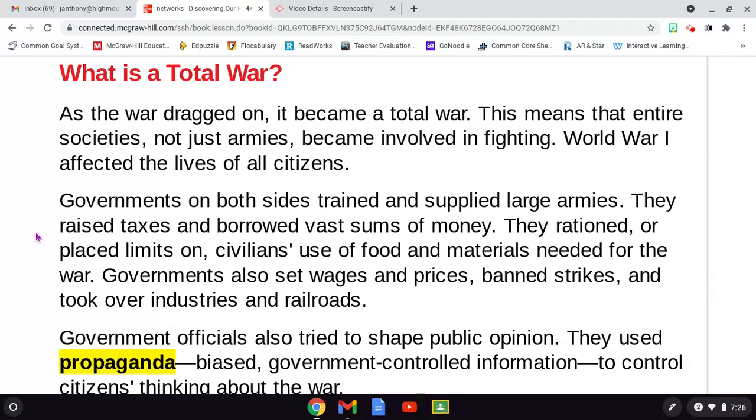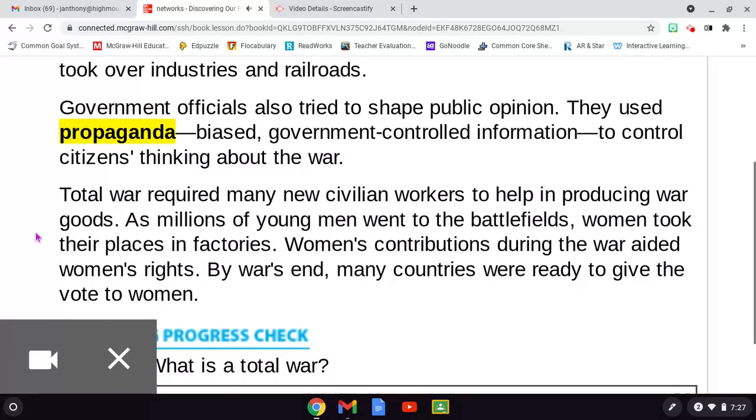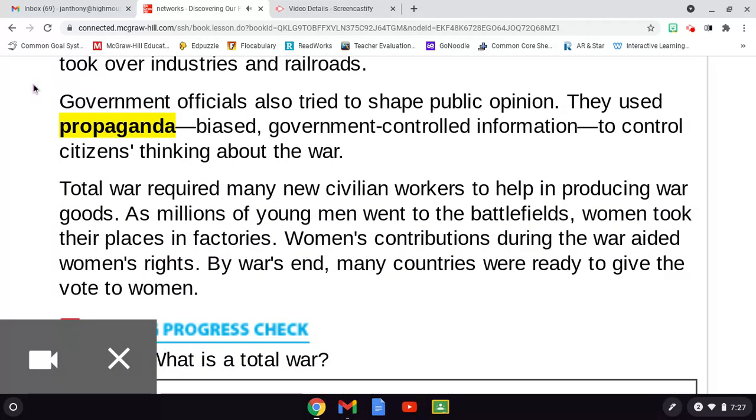Governments also set wages and prices, banned strikes, and took over industries and railroads. Government officials also tried to shape public opinion. They used propaganda, biased government-controlled information, to control citizens' thinking about war.